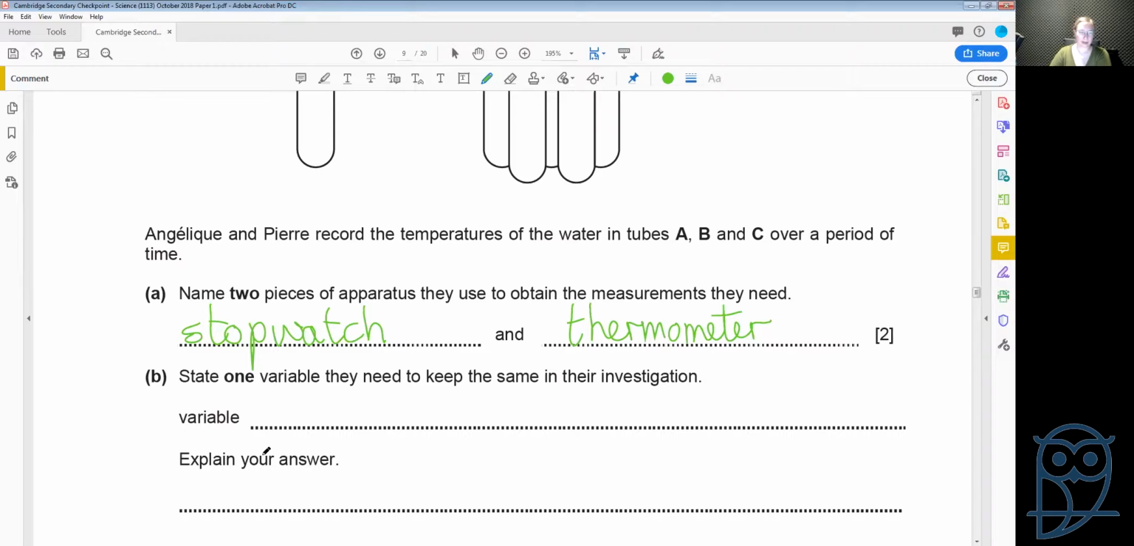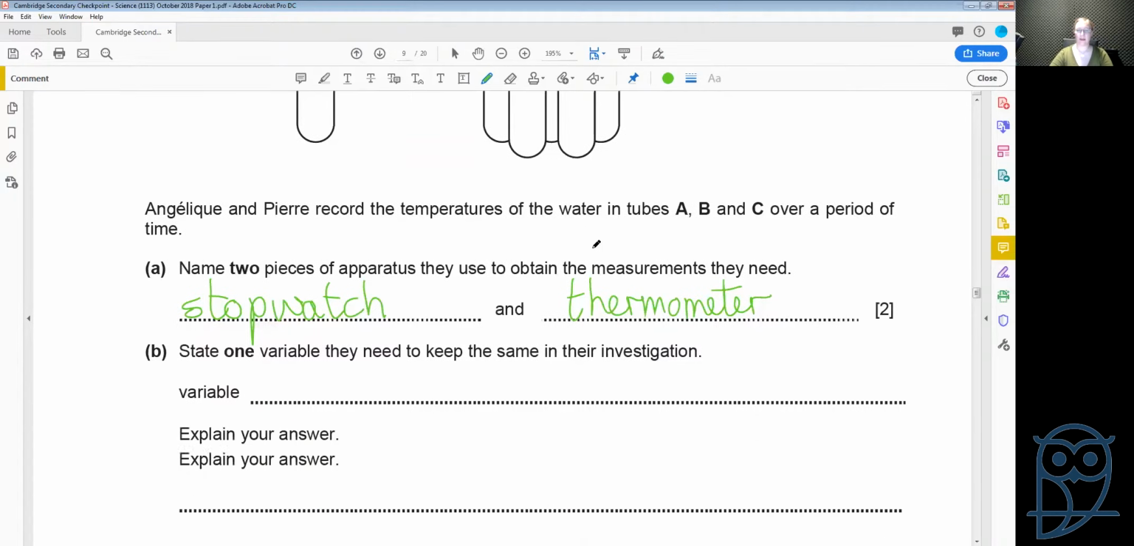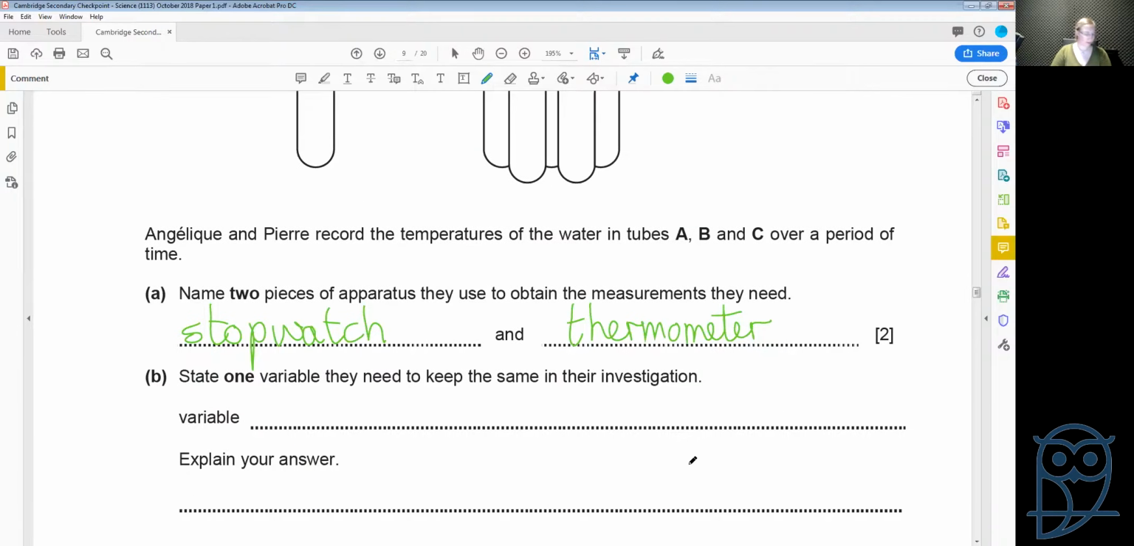Okay, so state 1 variable they need to keep the same in their investigation. There's a bunch of variables. They need to keep the starting temperature of the water the same. They need to keep the amount of hot water in each test tube the same. They need to keep the distances between these tube C's around the tube B the same. So you can name any one of those. So I'm going to go with the amount of hot water.